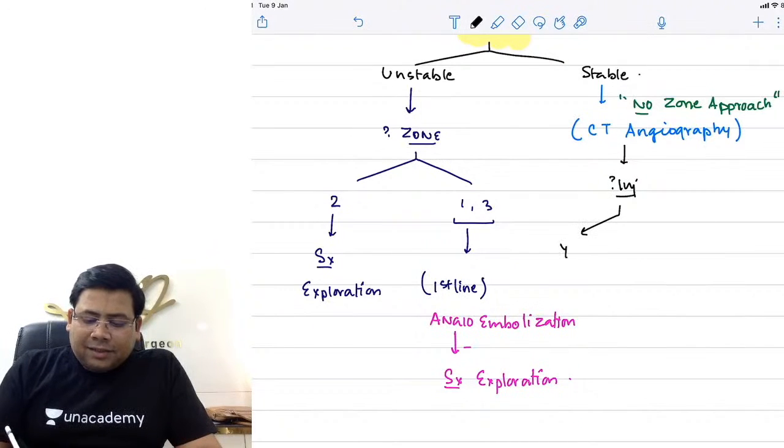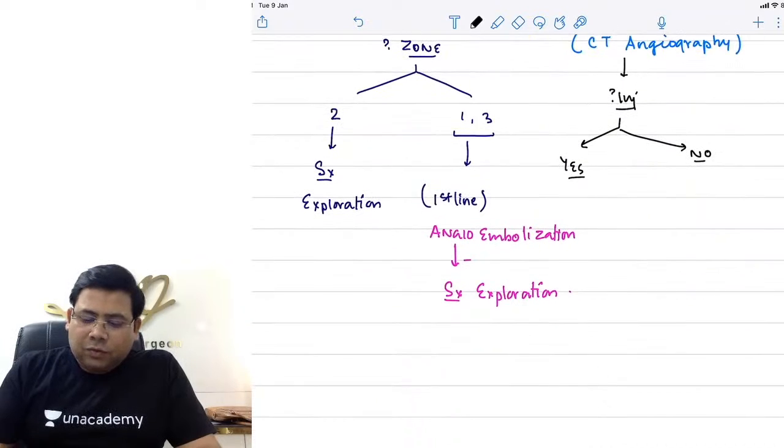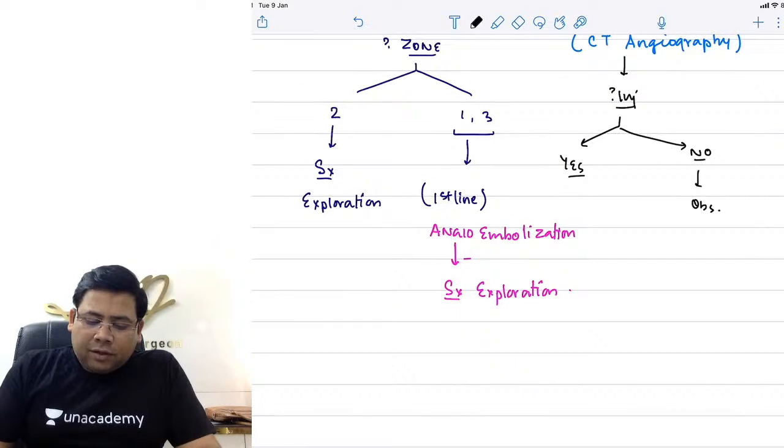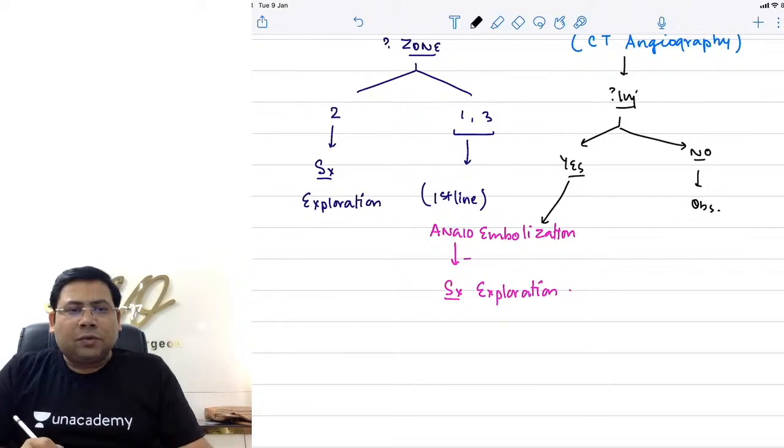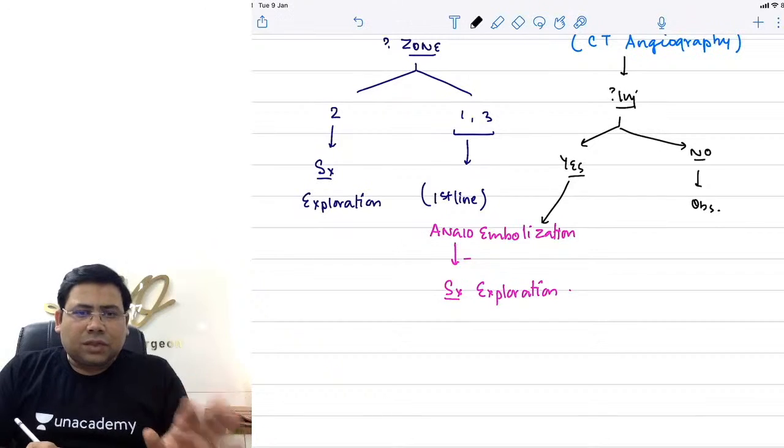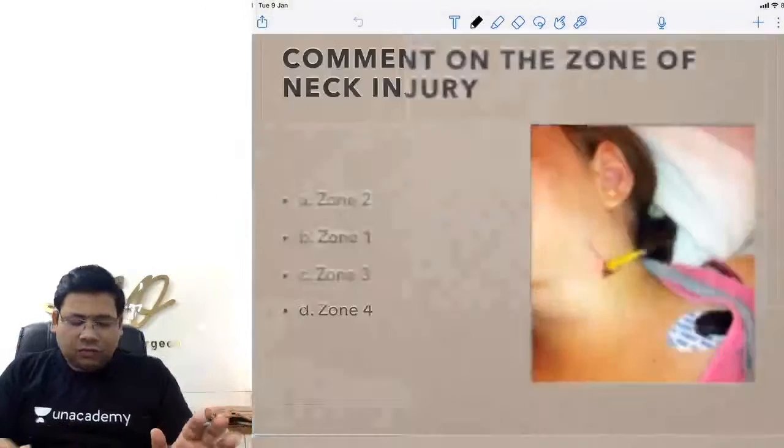Either yes, there is injury, or no, there is no injury. If there is no injury, observation. If yes, then you will first go for embolization. If it fails, you go for surgical exploration. So this is very simple concept of neck injury. So let us go to next question.